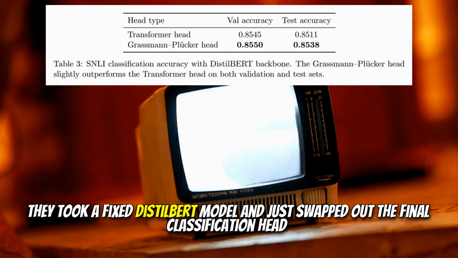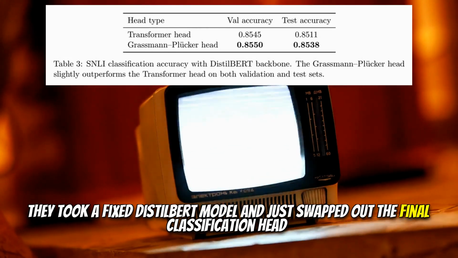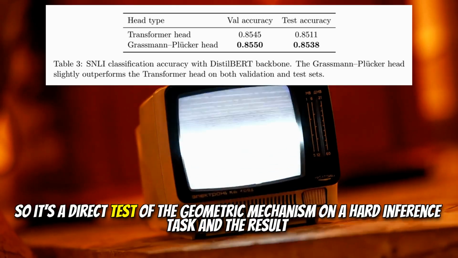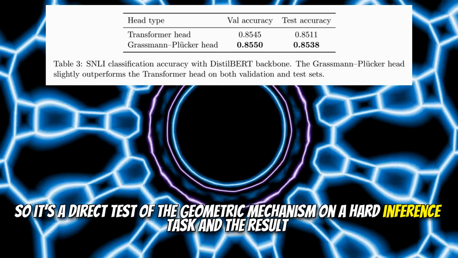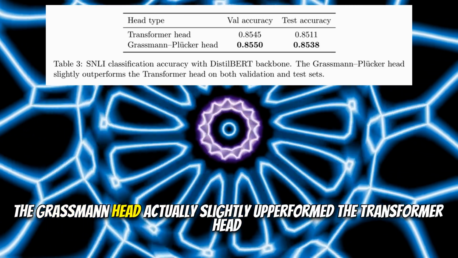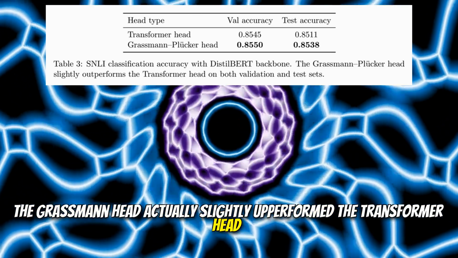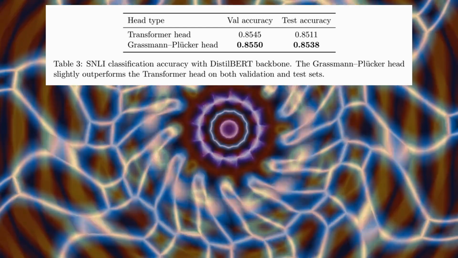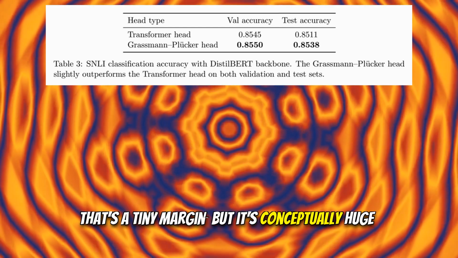They took a fixed DistilBERT model and just swapped out the final classification head. One used a standard transformer head, the other used their Grassmann Plücker head. So it's a direct test of the geometric mechanism on a hard inference task. And the result? The Grassmann head actually slightly outperformed the transformer head. The accuracy was 0.8538 versus 0.8511. That's a tiny margin, but it's conceptually huge.